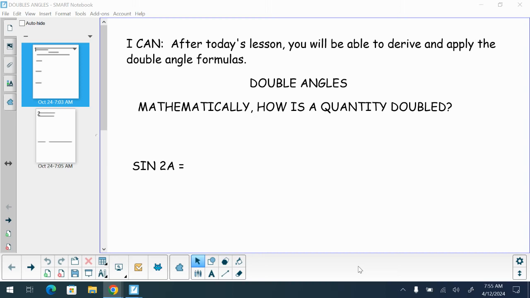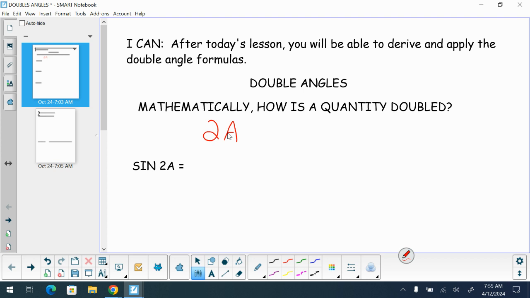Said you had $10, and then I said, I'm going to double that. How much money do you have? $20. How did you get $20? Multiply it by 2. So we can take some amount, and we can multiply it by 2. We can multiply by 2, and that doubles the quantity.